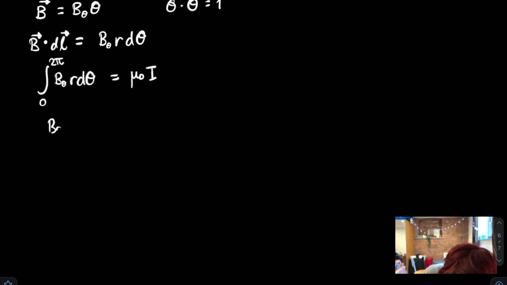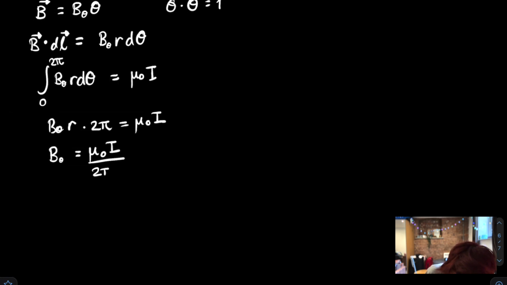So integrating this out, we're going to get B theta times r times the integral of d theta over 0 to 2 pi, which is just 2 pi, is equal to mu 0 I right here. And rearranging this for B theta, we get that it is equal to mu 0 I divided by 2 pi r. And one final thing is just to express this as a vector. So the B vector is equal to mu 0 I divided by 2 pi r in the theta hat direction.